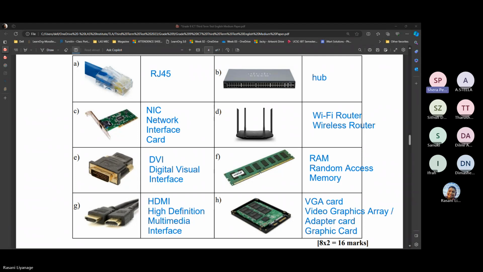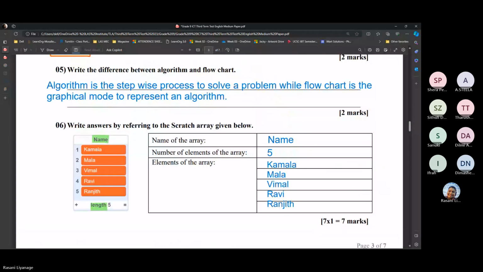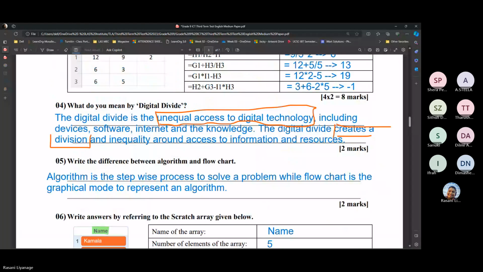Miss, can you please show me the fourth and the fifth questions for a minute? Okay, thank you.